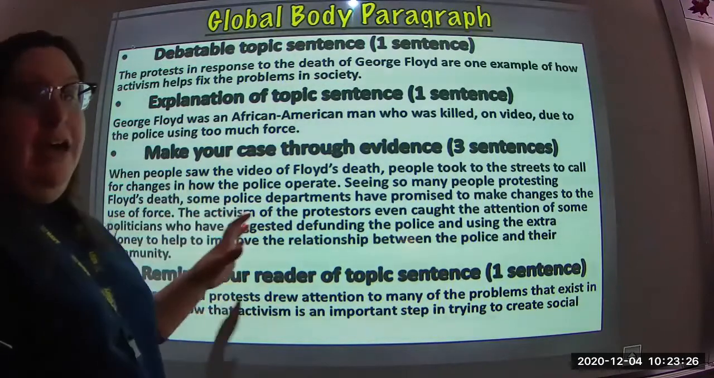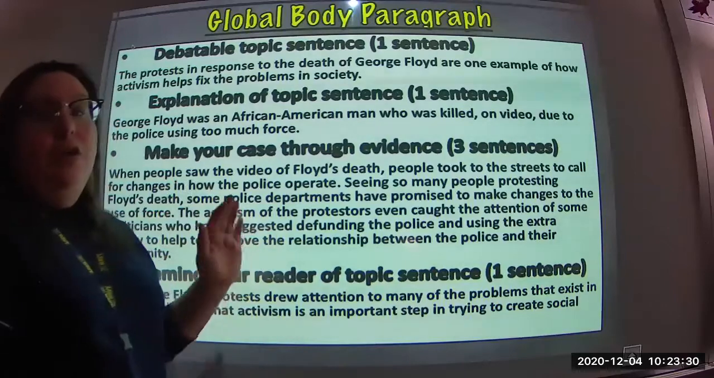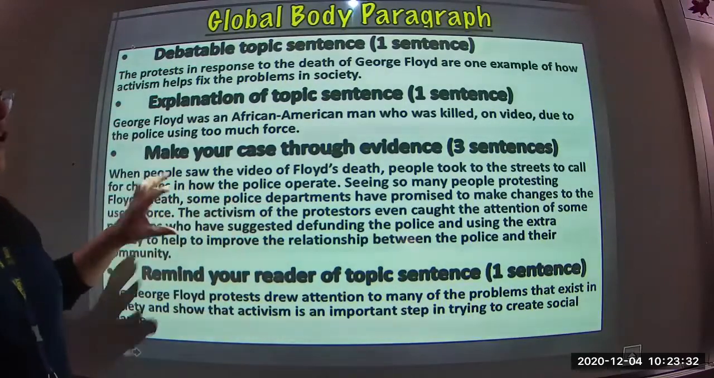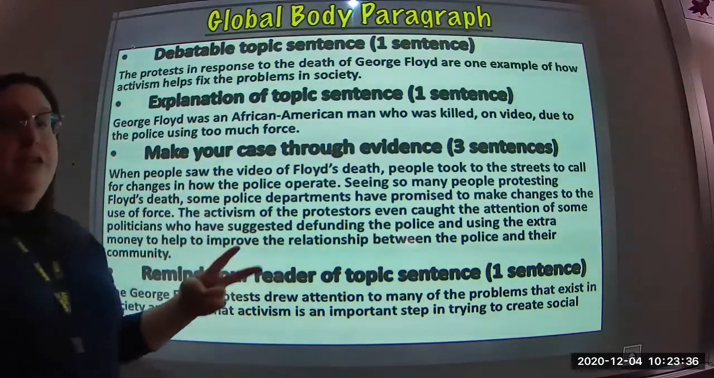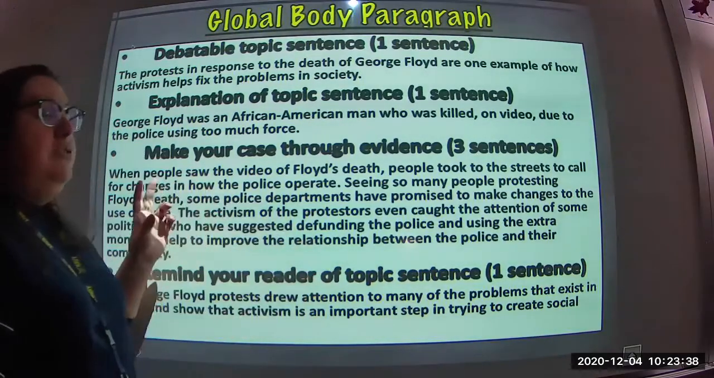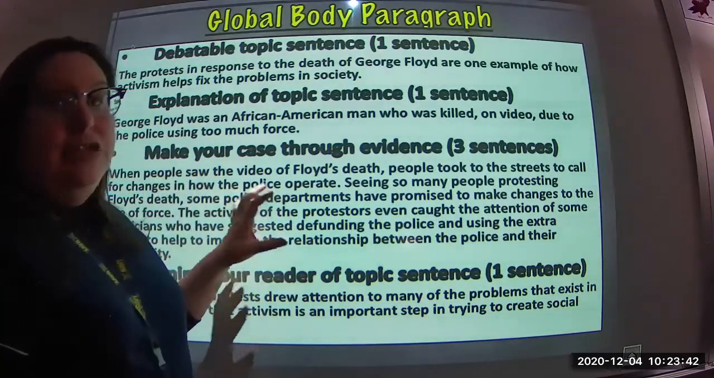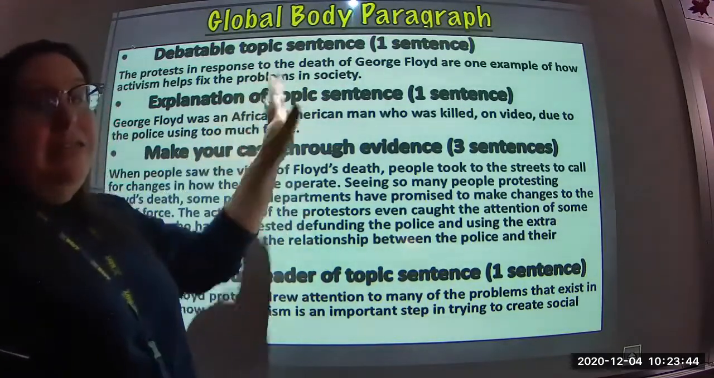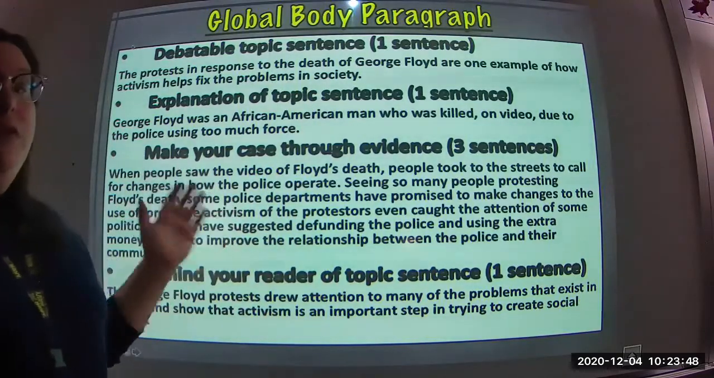These are all facts. Can these be proven? Yes. I can go to the news, I can go research it, and these are true. And they all support the fact that it's tied to activism and it's trying to fix society. You want to make sure to stay on topic. Does the evidence that I'm presenting support both my topic sentence and my thesis? If it does not connect, then you need to get rid of it and rewrite it.